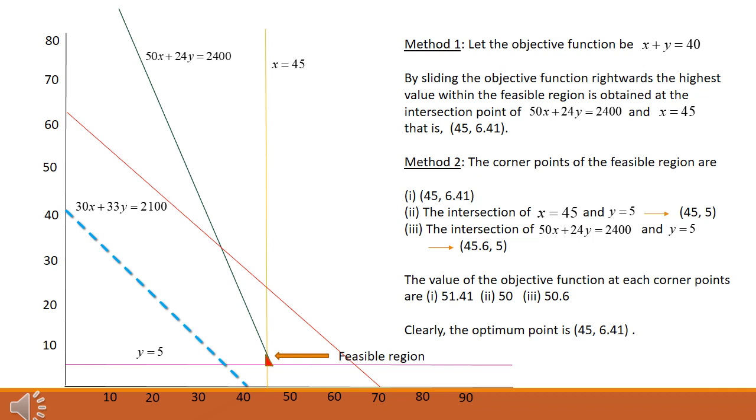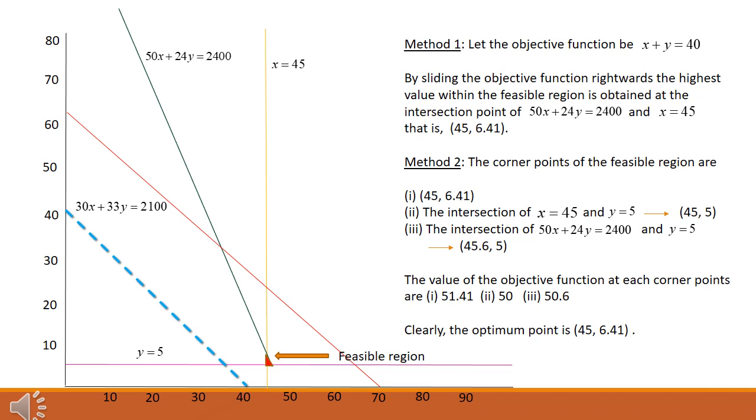We have already obtained one coordinate. Next one can be obtained by solving y equal to 5 and x equal to 45, which gives the coordinate 45 and 5. For the third one, we can solve the first and the fourth constraint line and get 45 and 6.5. So you see, the second constraint is non-binding. That is, it does not affect the optimum value of the objective function.